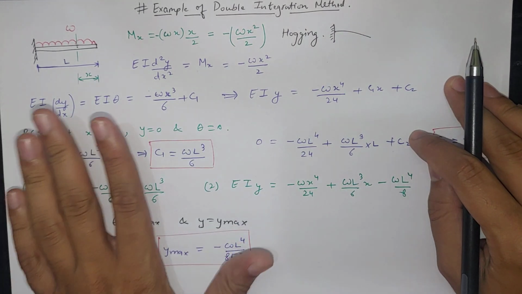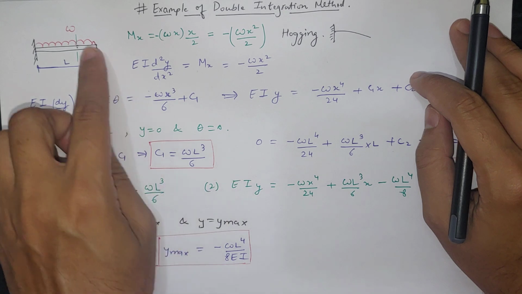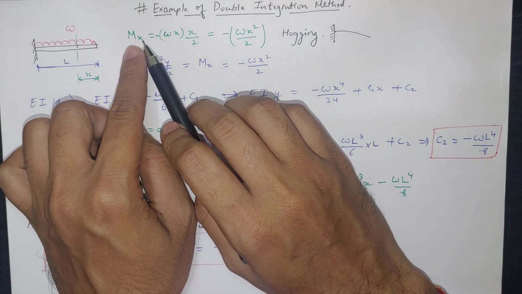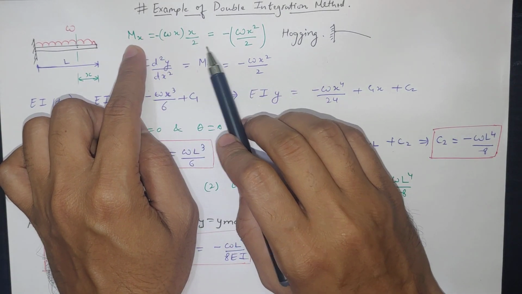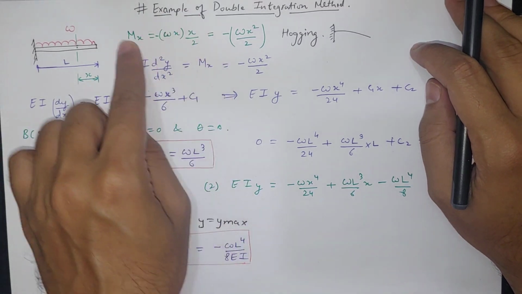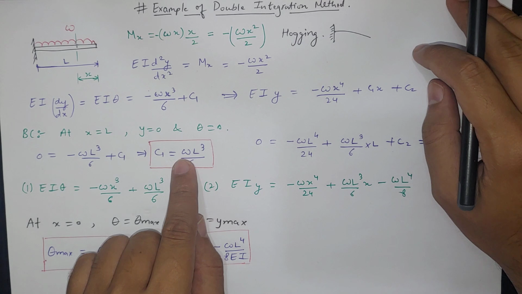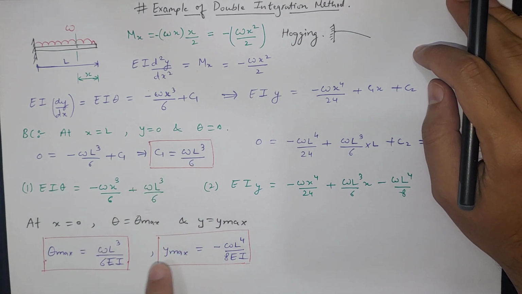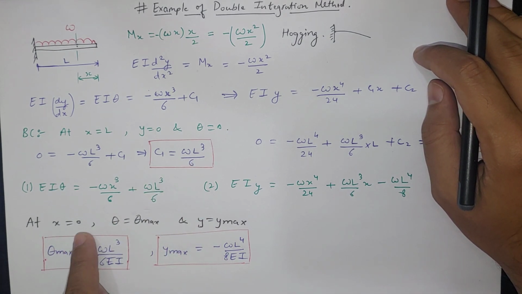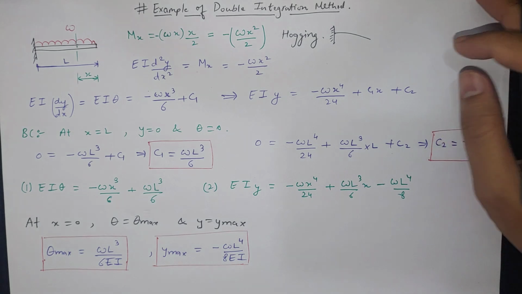This is how we have to solve each and every numerical. First we have to calculate the moment at x randomly, and then we have to place it in this equation. Then we have to integrate twice, put in the boundary conditions, and we get the solutions. And to find a particular value, we have to place the value of that x. Here we want to find the maximum value, so that will be at x equal to 0. So this is the problem for the double integration method.